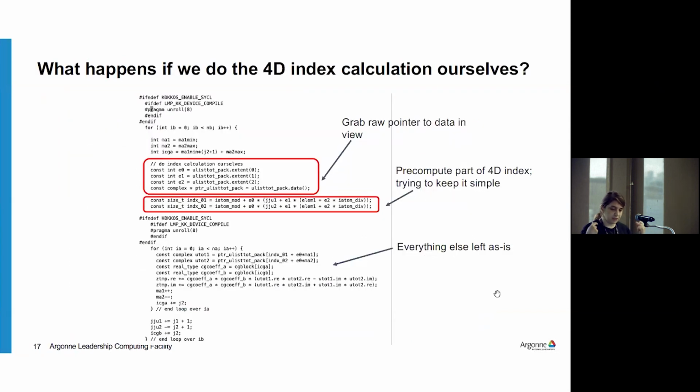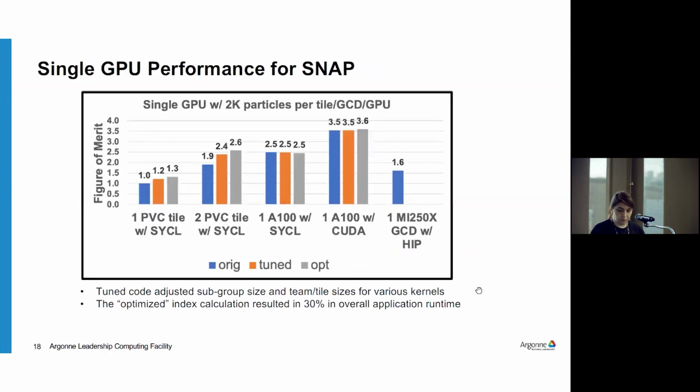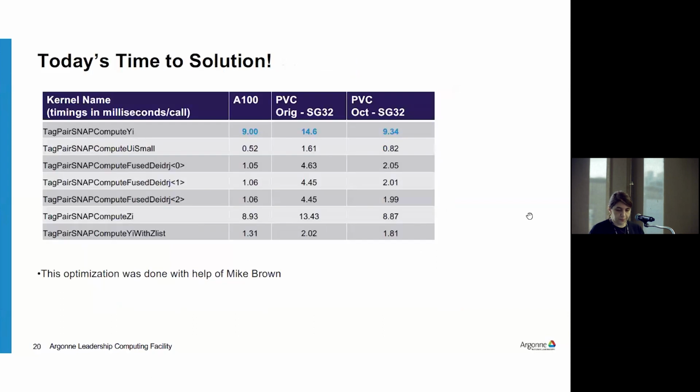Okay, so what happened? We said, what if instead of allowing KOKKOS and the code by itself to do these operations, we do it ourselves. So we use a direct pointer to these operations and pre-compute part of the 4D index to make it simple, and don't touch the rest of them. Would that help? The answer was yes, it does help. And you can see here, from 2 tiles to 1 tile, the middle two, if you compare them, the numbers are getting very close, but we're still lower than the A100 with CUDA. So what did we do more?